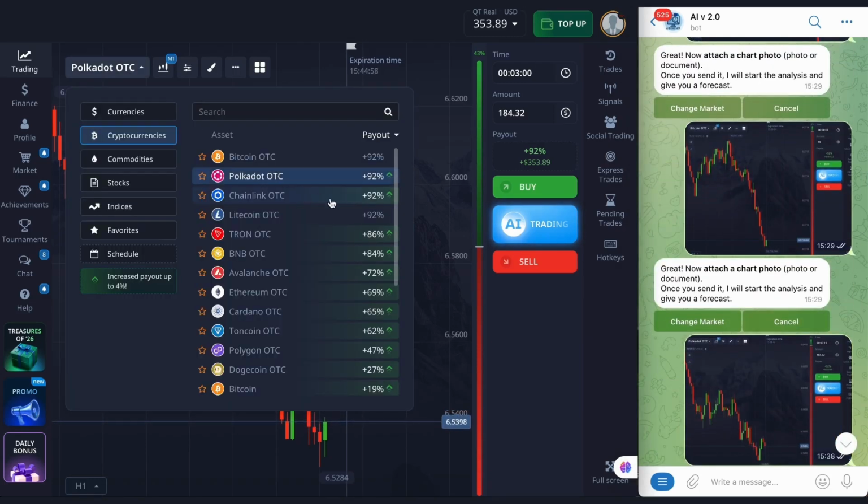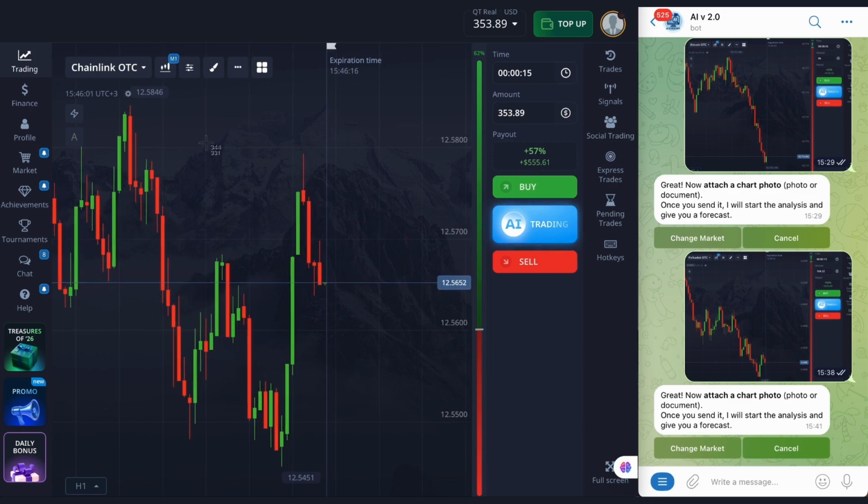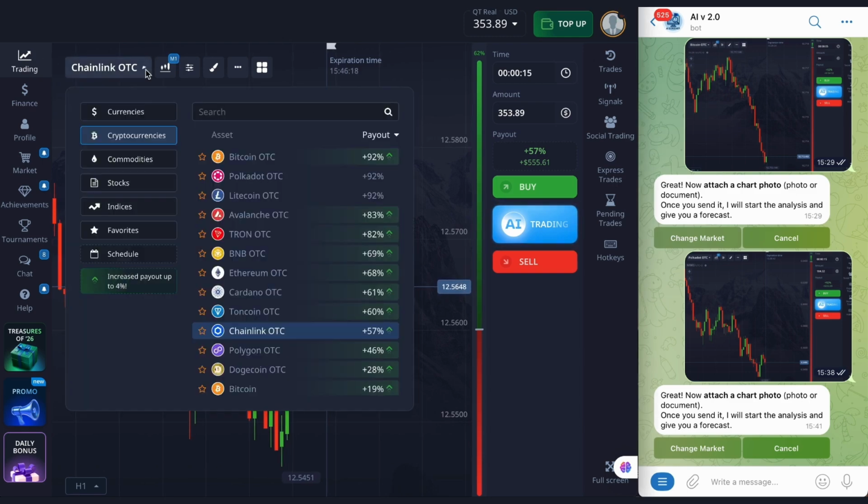Let's go ahead and hit the market with our next trade, which is going to be on Chainlink OTC. That is going to be our next trade, Chainlink OTC. Taking a nice screenshot of our chart. All right, not Chainlink OTC. Let's go ahead and show something different.